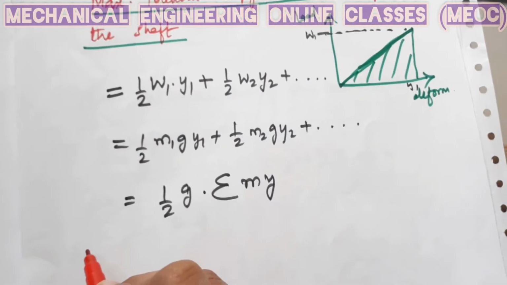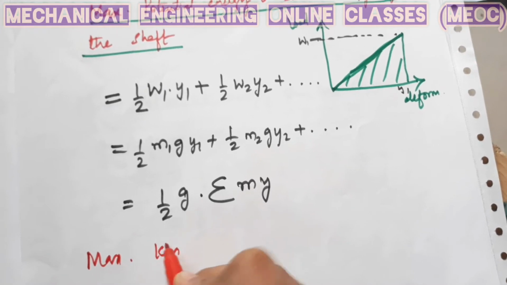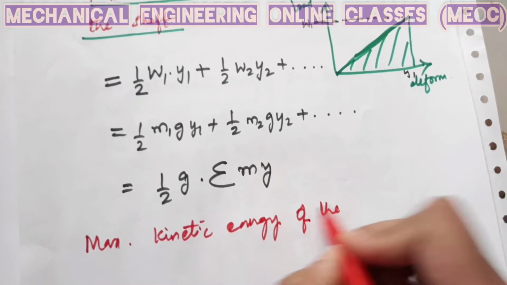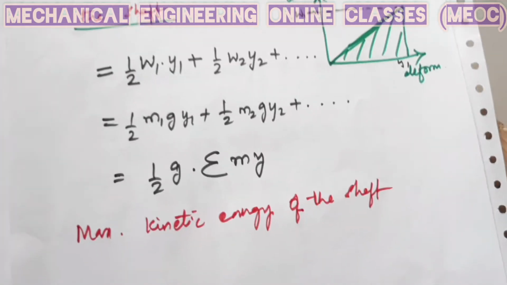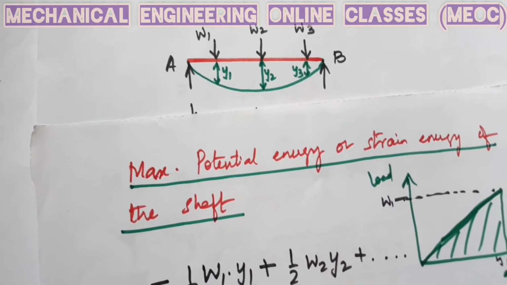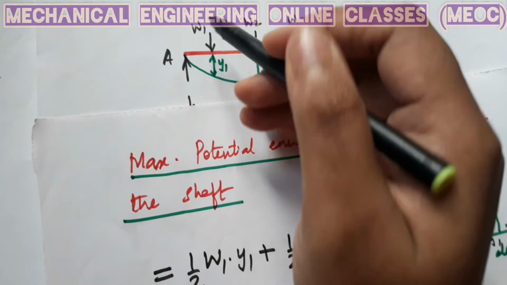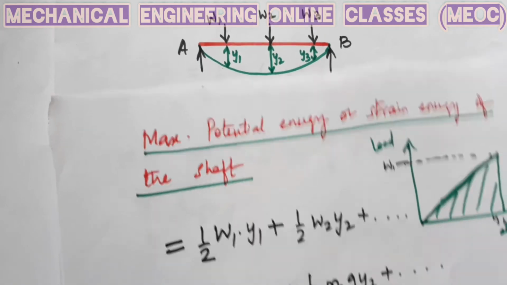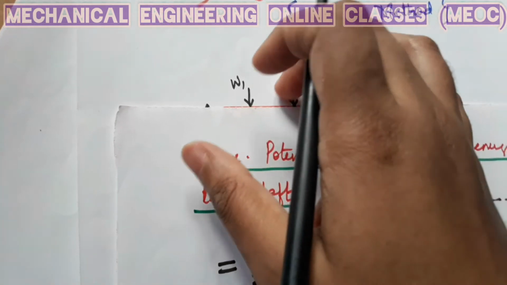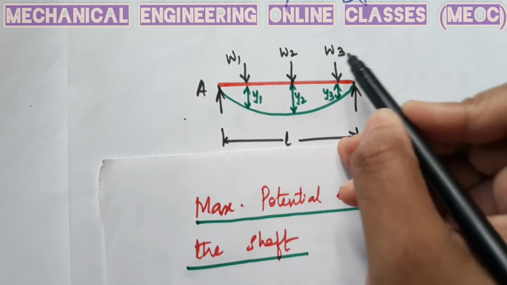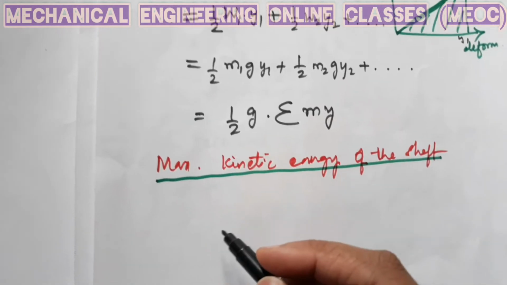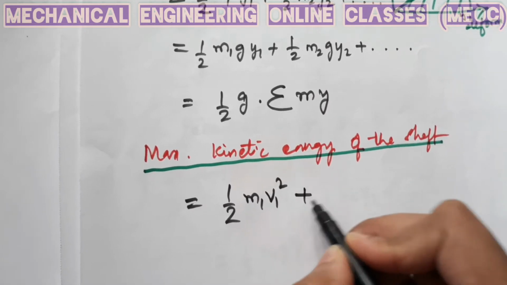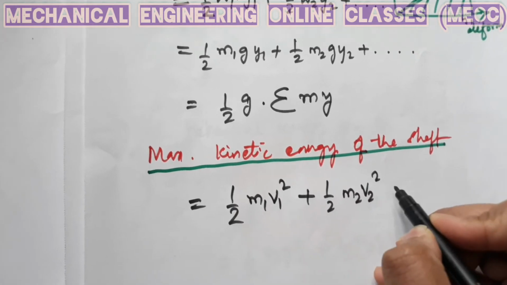Similarly, let us find the maximum kinetic energy of the shaft. The kinetic energy will be half mv square. So here in place of m we have W's, the weights, so we can write it in terms of masses. If m1 is the mass of load W1, m2 is the mass of W2 and so on, we can write the maximum kinetic energy as half m1 v1 square plus half m2 v2 square and so on.